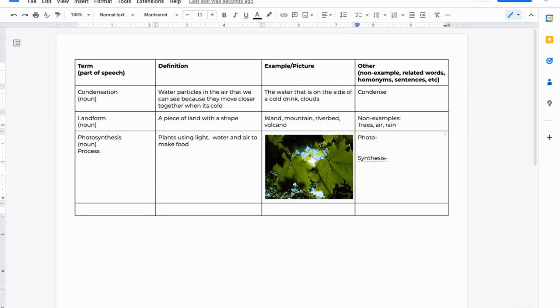In this other section, it might be a good idea to have them break down the word into its parts. So photo means light and synthesis means to make. So this word essentially means to make with light, and that might be helpful to students. Again, this is entirely dependent on your student needs.